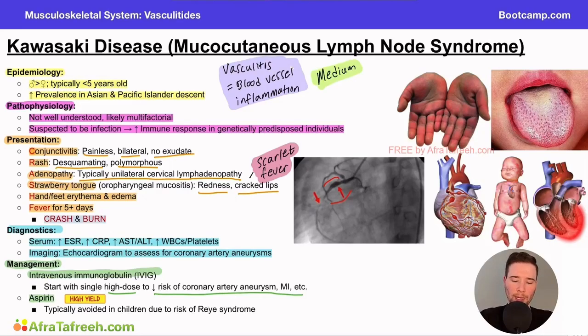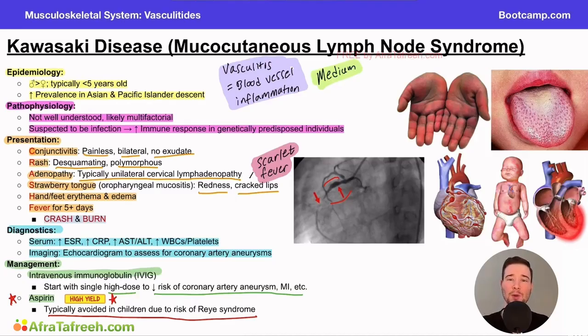I put a high yield point here, and why might that be? Well, if you recall, we typically avoid aspirin in young patients. And the reason for this is because children are at an increased risk of developing something called Reye's syndrome. And this is a rare type of hepatic encephalopathy that can occur in children less than 18 years old who take aspirin. And so in general, it's ill-advised to give children this medication. And Kawasaki is the exception to the rule.